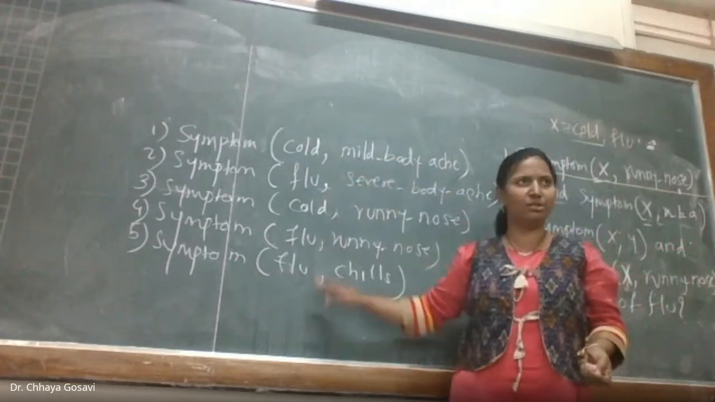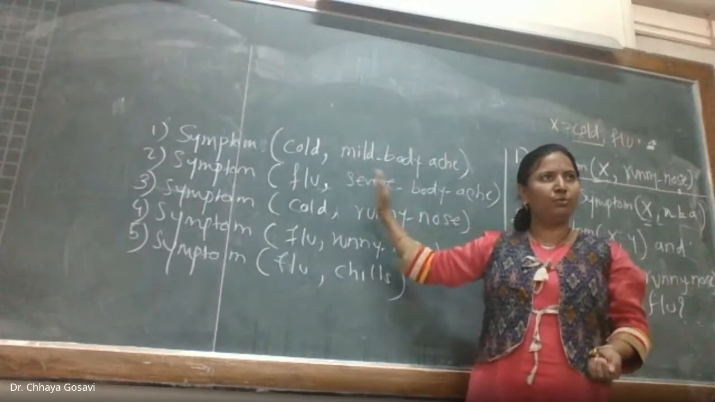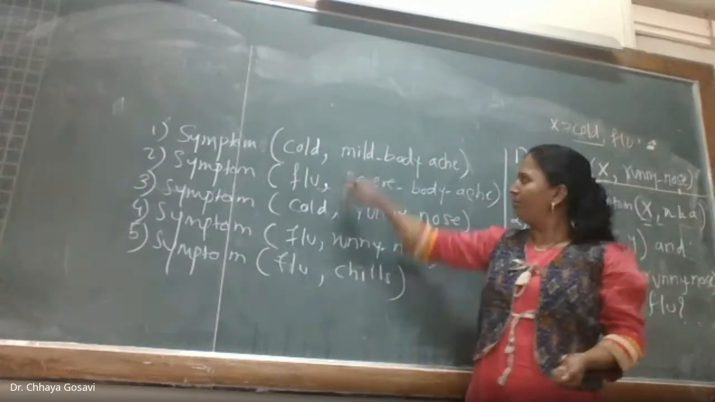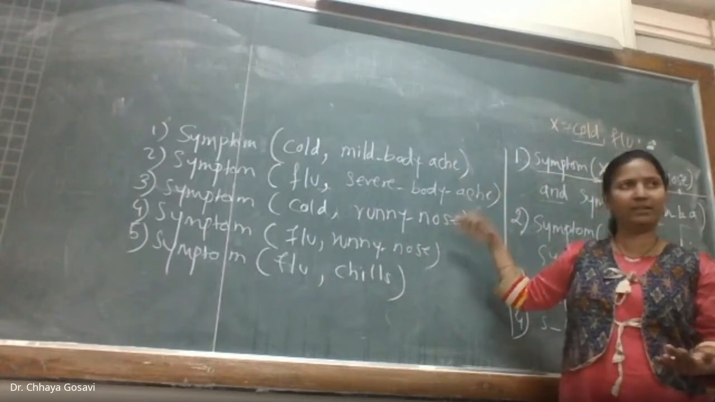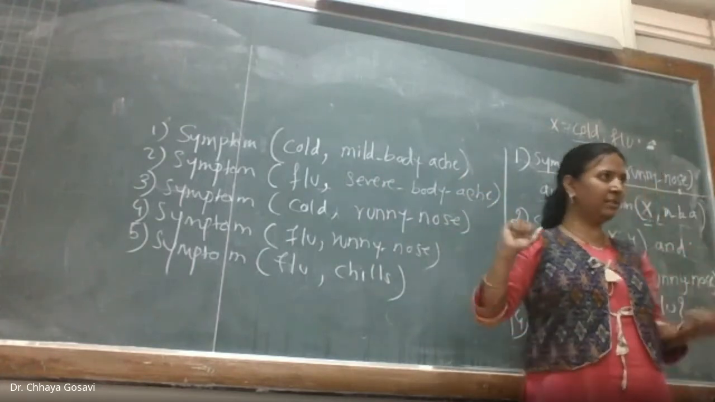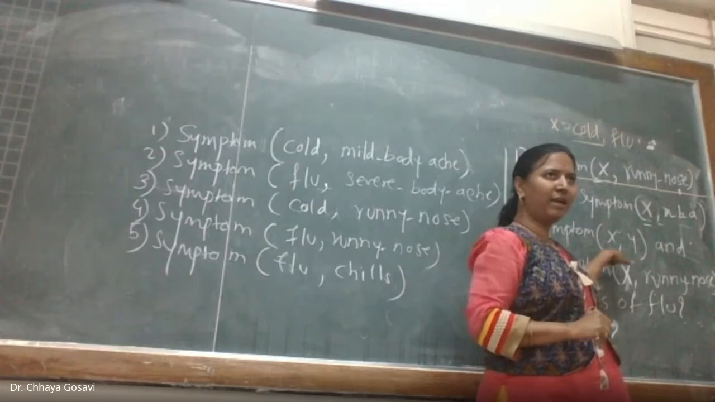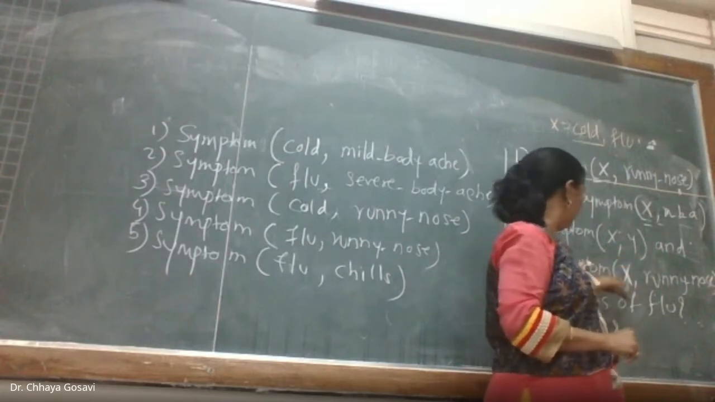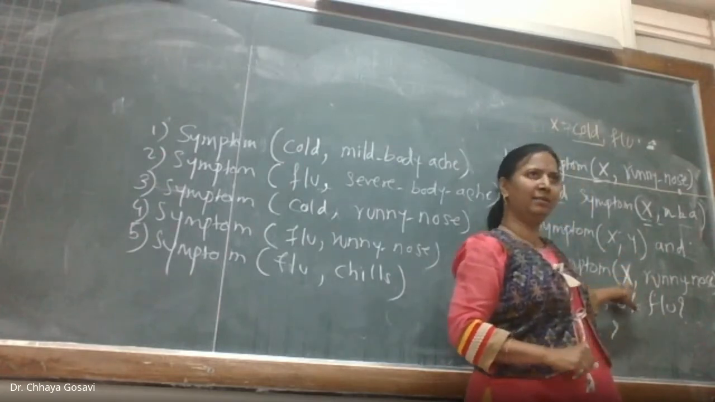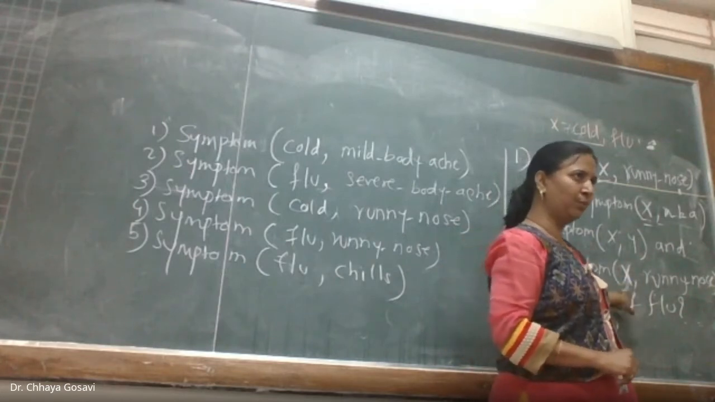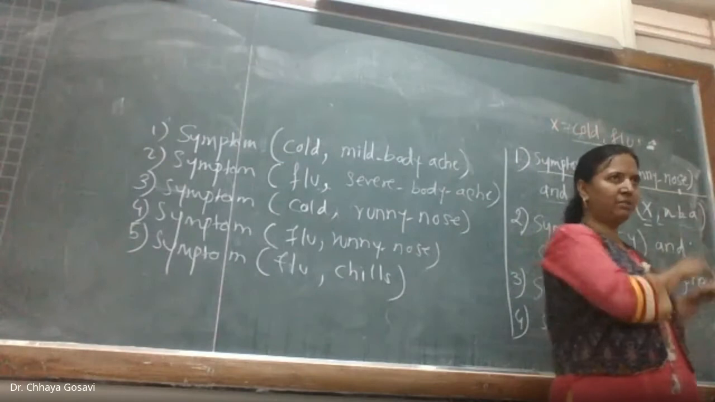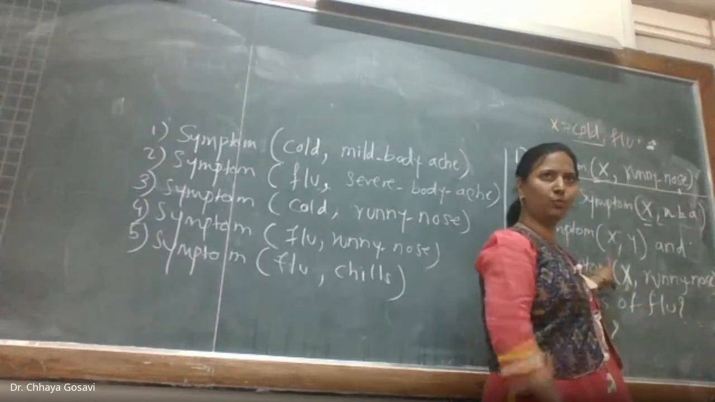Then for the second case, here it will give all the values of X and Y, all these five values. X will be cold and flu, and Y will be mild body ache, severe body ache, runny nose, and chills. We get all the values for X and Y. And here, which value of X will it take? Cold and flu. So for both cold and flu, this query will be true.